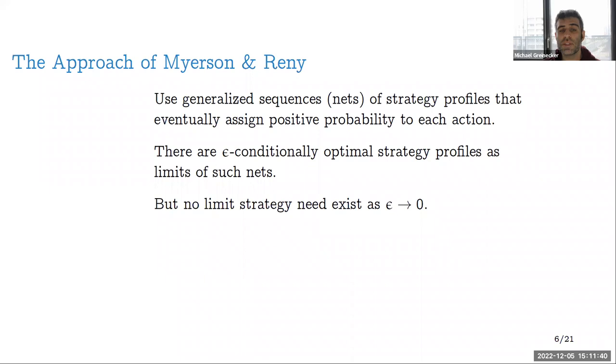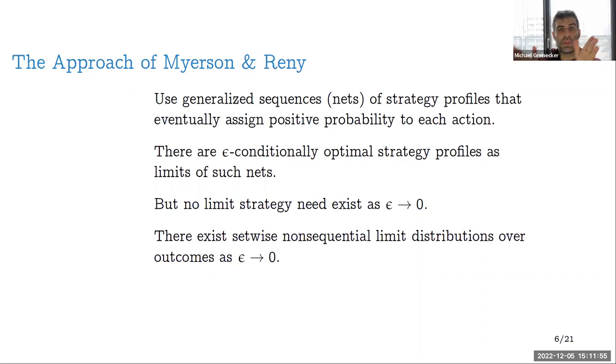Still, maybe you don't care about strategies, you care about the actual behavior of what happens along a play. So you can look at the distribution over plays that is induced, and they take limits there. They take the limits, measurable set by measurable set, and there exists some subnet. It's a non-sequential limit. The space is compact, but not sequentially compact, as epsilon goes to zero. And that's then the kind of solution distributions they're looking at.